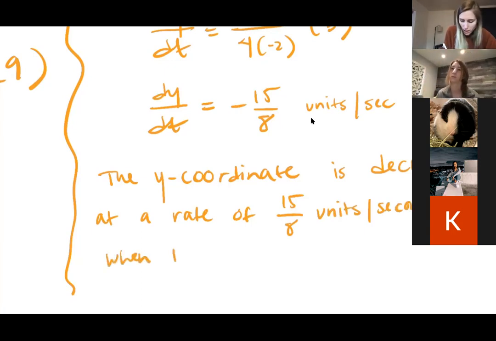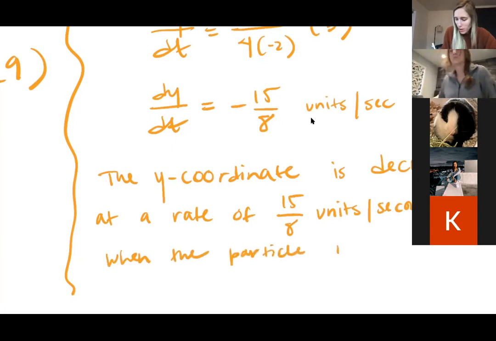When the particle is at the point 5, -2. That describes the moment in time. Because remember, derivatives give us instantaneous rate of change. So change at a particular moment in time.